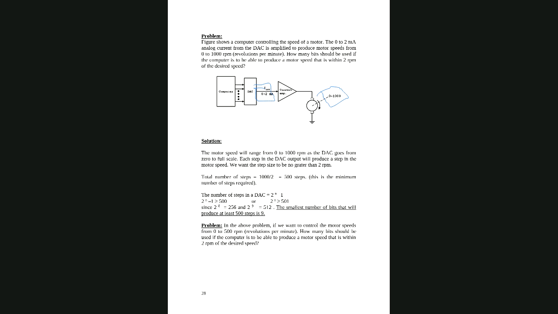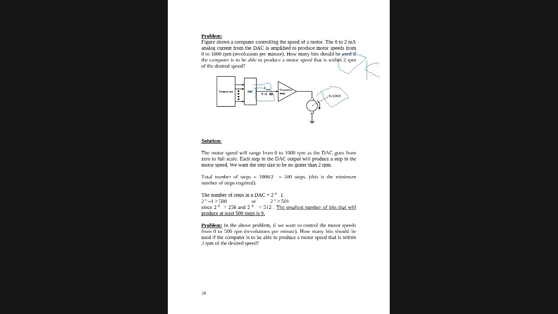How many bits shall be used if the computer is to be able to produce a motor speed that is within 2 rpm of the desired speed? Now, what does it mean within 2 rpm of the desired speed? This is actually the K, the step size given to you. It means when you go from one step to the next step, it increases by 2 rpm.